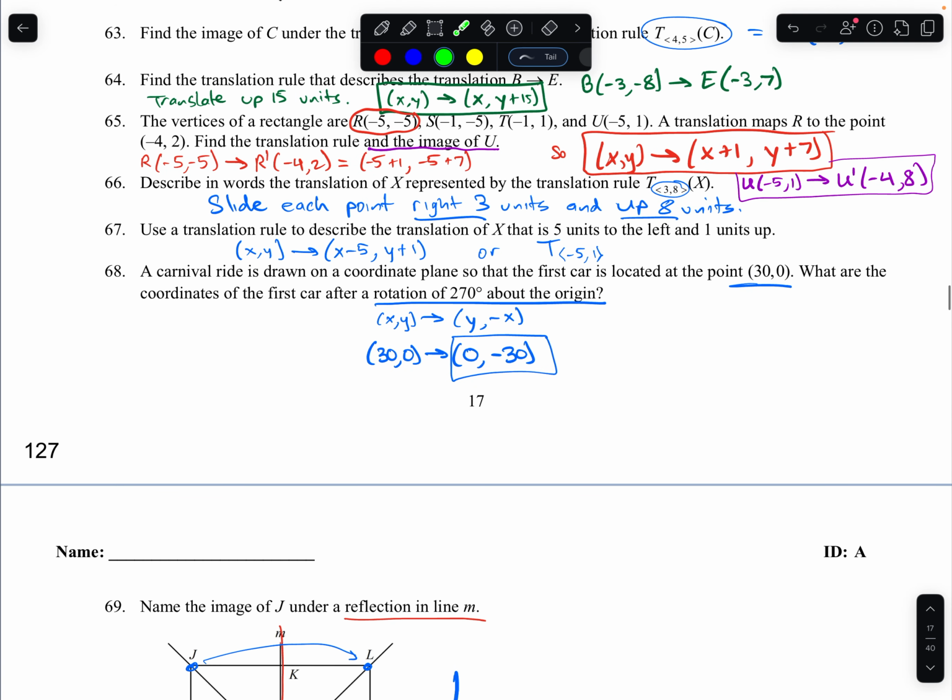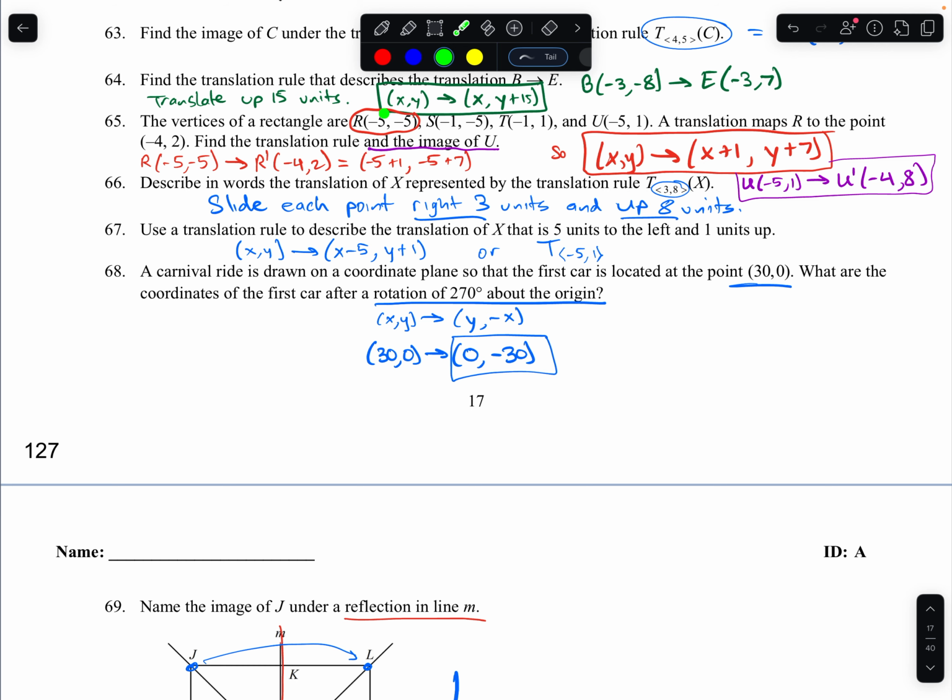Number 65. We have the vertices of a rectangle. I don't give you the picture, but you can graph it if you want, or just picture it in your head. These 4 corners, if we plotted them on a graph, they would make a rectangle. And we're going to do some translation. It doesn't tell us what translation, but that translation maps R, that's this one here, -5, -5, to the point -4, 2. What is the translation? And then what's the image of U?